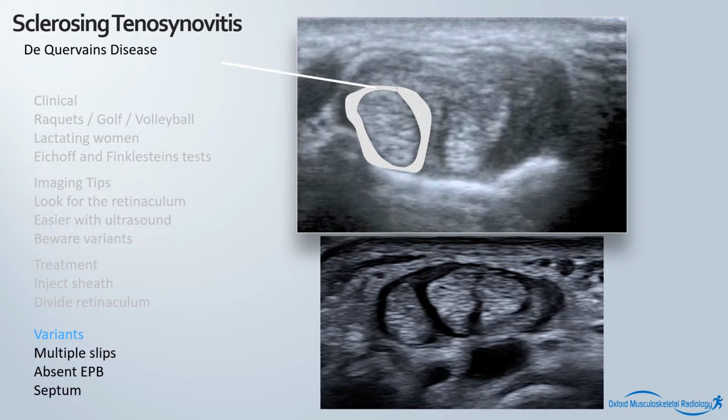Another common variant is when multiple slips are present, and it is important not to misdiagnose this as tendon delamination or tear. Usually the normal internal echo or MRI structure within the tendon slips is a good clue.